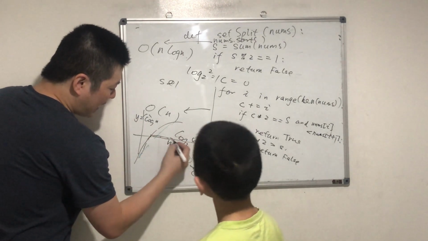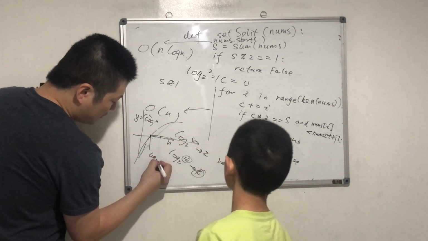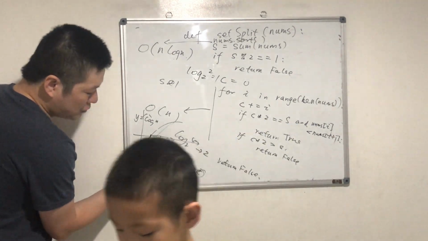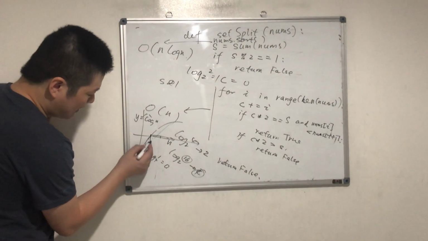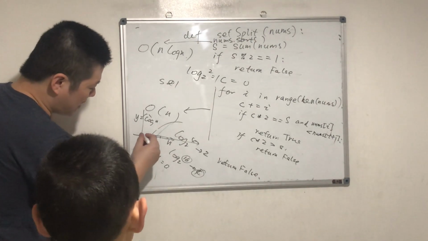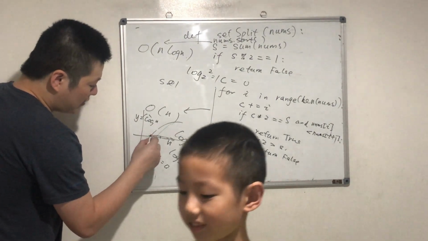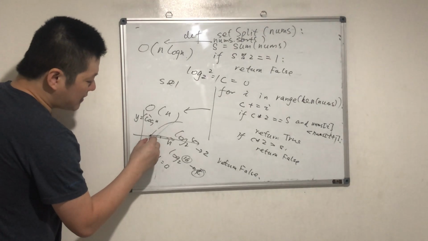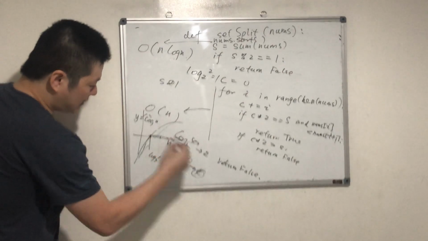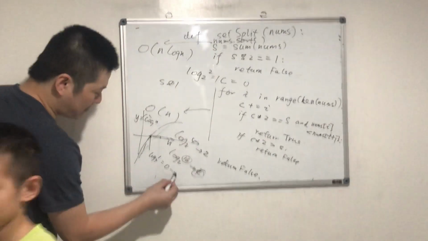So log n, look, when n is 1, log base 2 of 1 is 0, because 2 to the power of 0 is 1, right? So when n is 1, the x coordinate is 1, then y will be 0, right? This is y, right? Does it make sense?